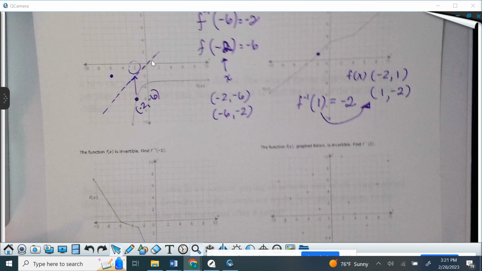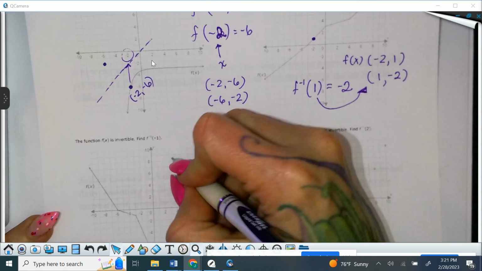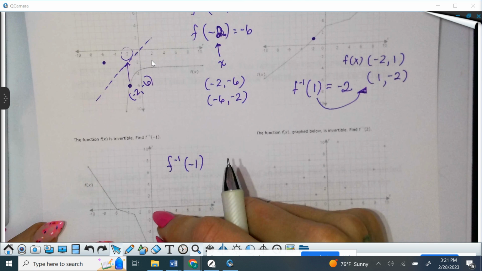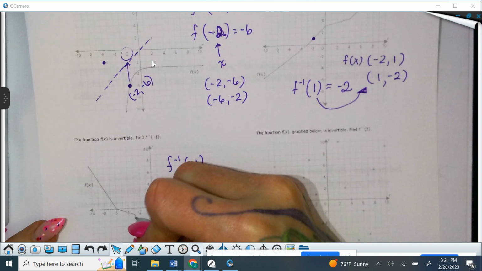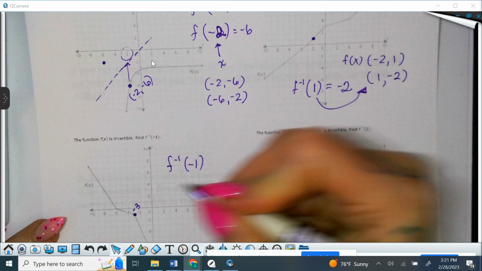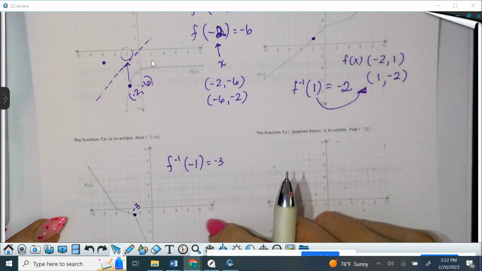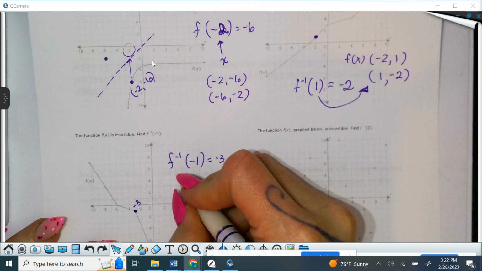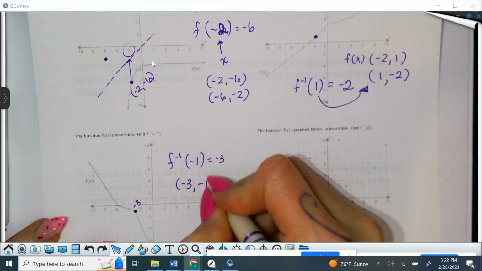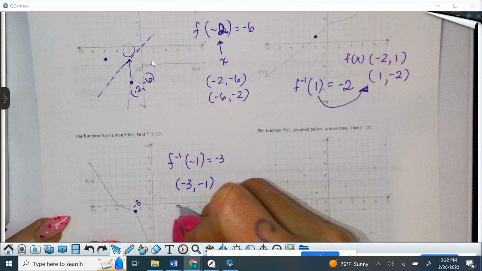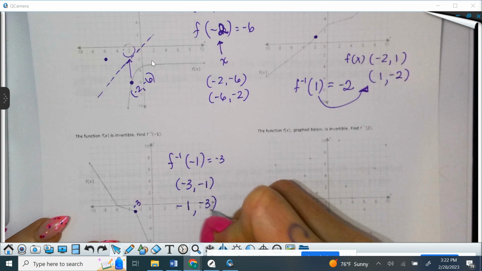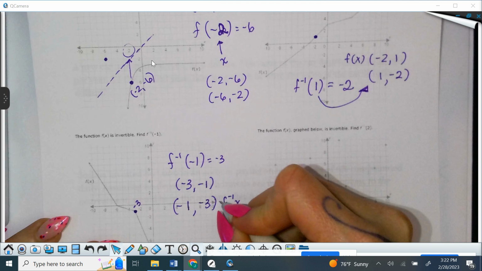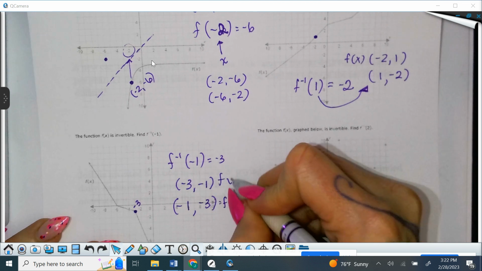So f of negative 1 is negative 1. We're going to go on the y-axis at negative 1 and go over and find it, and it's going to be a negative 3. And again, that's because at negative 3, for the actual function graphed, f of x, it's negative 3, negative 1. And so the inverse is going to be negative 1, negative 3. So this is our f of negative 1, and this is f of x here for the coordinates under the table.